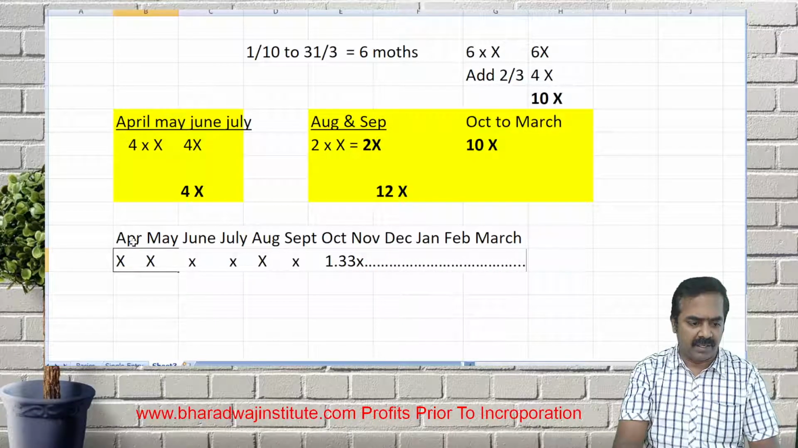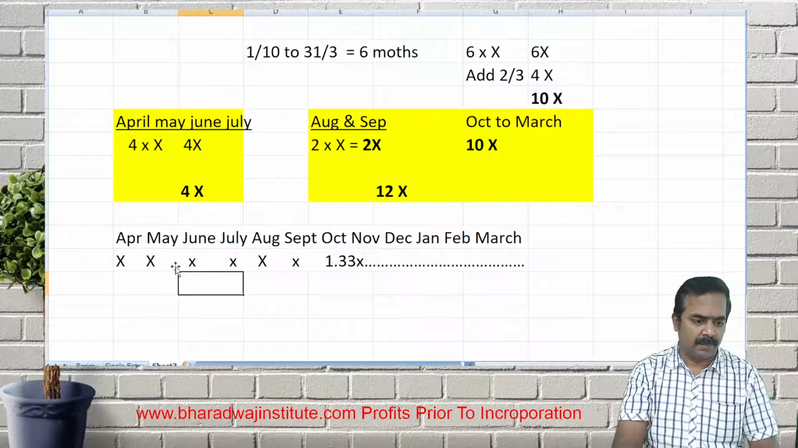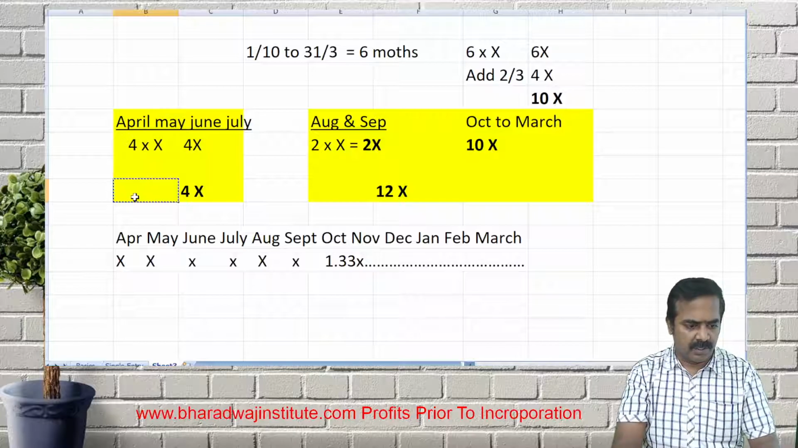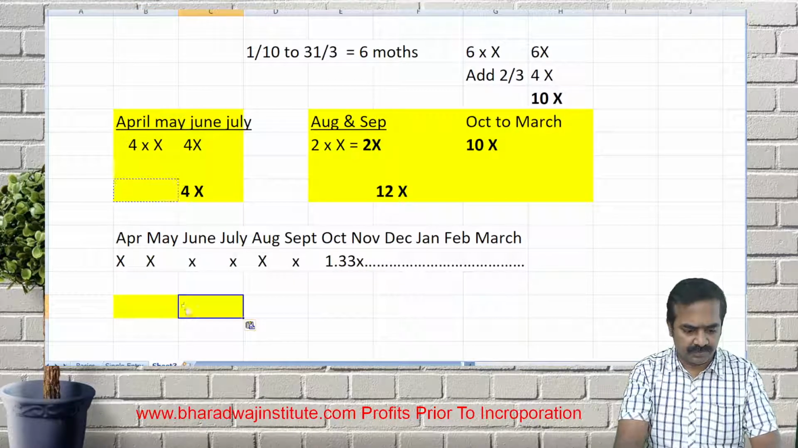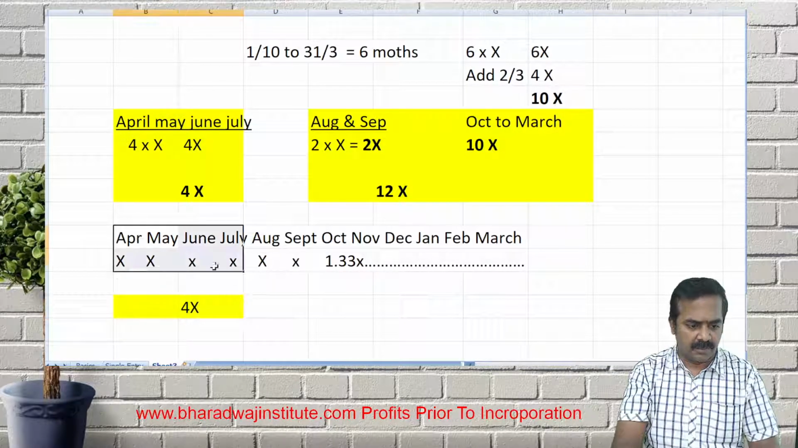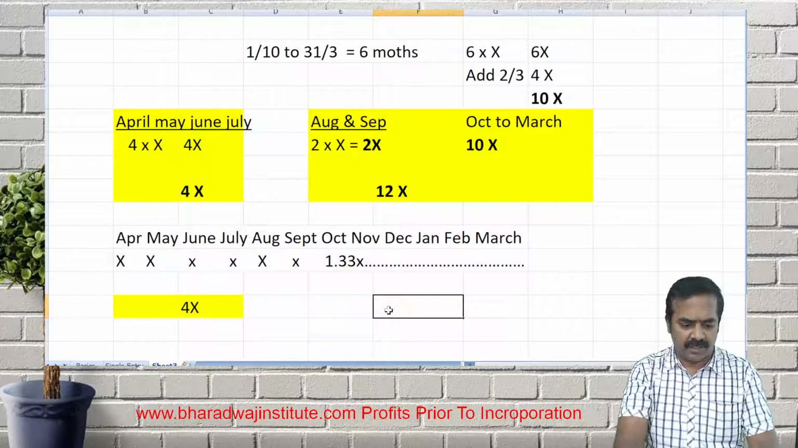இப்போ ஆட் பண்ணி பாத்தீங்கன்னா ஏப்ரல், மே, ஜூன், ஜூலை இந்த 4 months பீரியடுக்கு எவ்வளவு வரும்? 4x. April, May, June, July. For this period, you will get what? 4x. இதோட பீரியடுக்கு 4x வந்துடும். This is for pre-incorporation period. இதோட மொத்தமா ஆட் பண்ணி பாத்தீங்கன்னா 12x.